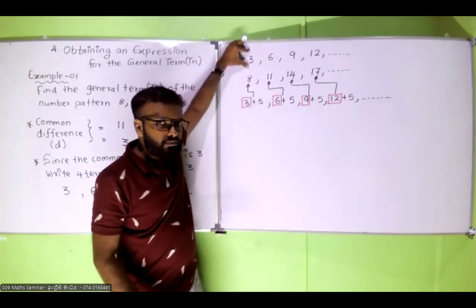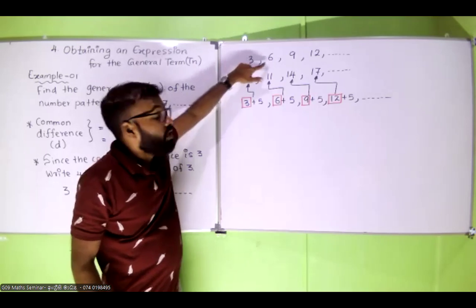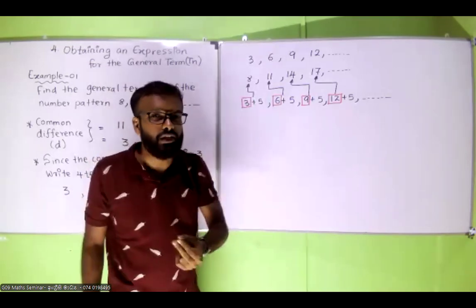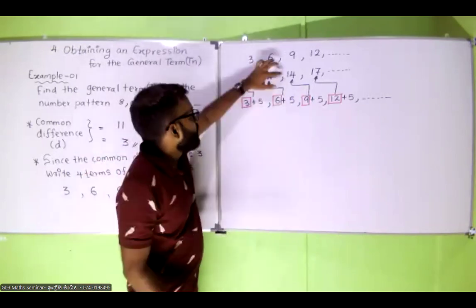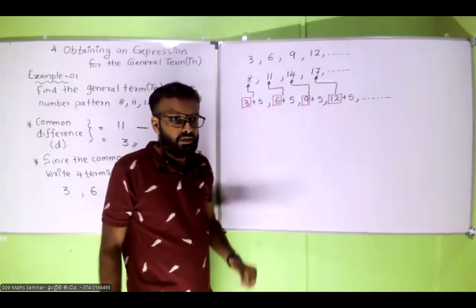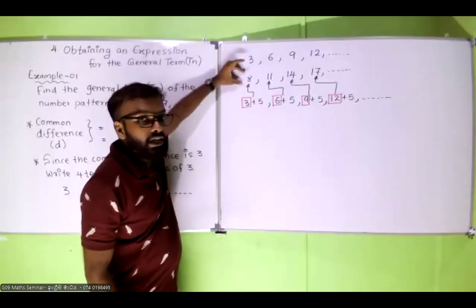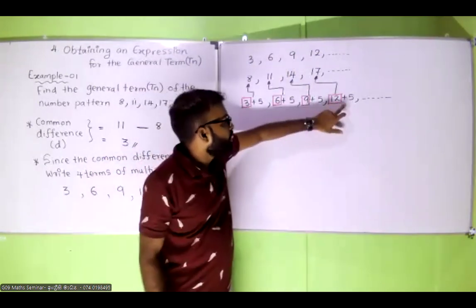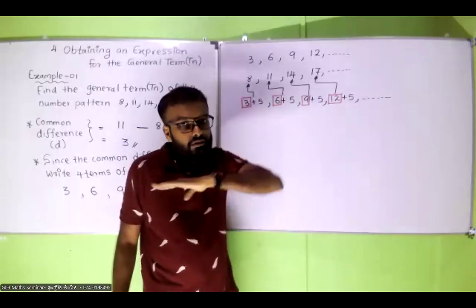Here I have 3. If I add 5, then I can obtain 8. Here I have 6. If I add 5, I can obtain 11. That means very simply, 8 minus 3, 5. 11 minus 6, 5. 14 minus 9, 5. 17 minus 12, 5. So very easily, if you add 5 to this, you can get 8. If you add 5 to this, you can get 11. 9 plus 5, 14. 12 plus 5, 17. Done. Now 80% of the question is done.